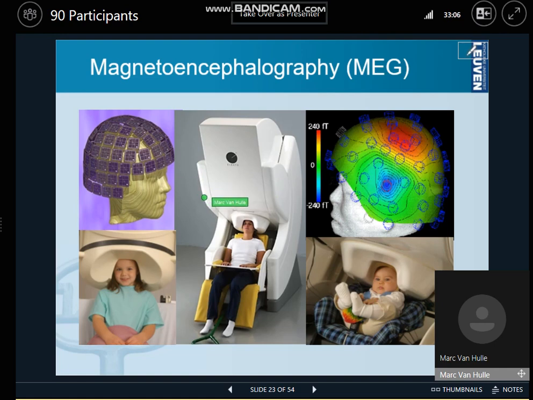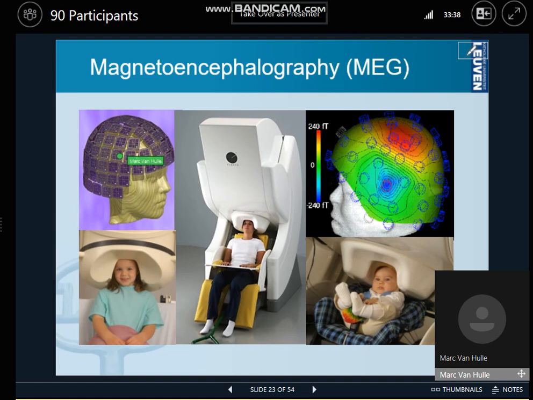So how does it work? Well, you have magnetic activity in the brain. Electrical and magnetic activity are coupled. These are Maxwell's laws, remember, from your physics class. To pick up that magnetic activity, you have to have magnetic sensors placed all around the head. So instead of electrodes picking up electrical activity, you have sensors that pick up magnetic activity, and it looks like that.